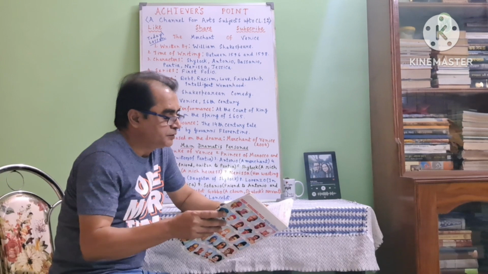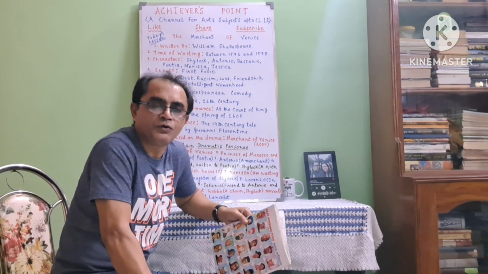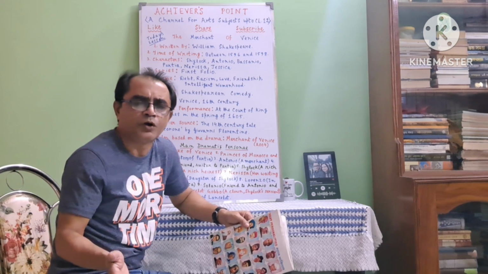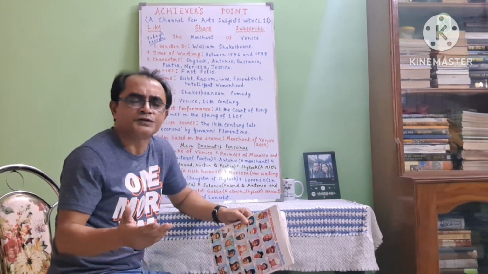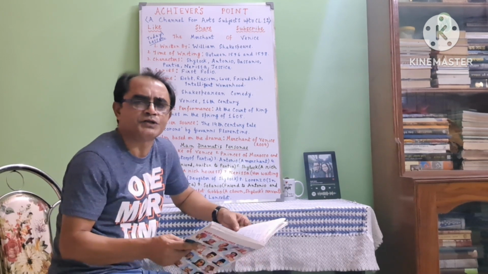Number 4 point, they had one heart and one purse between them. Antonio and Bassanio had almost one heart. That is, so close friends. And as Bassanio could take money from Antonio at any point of time, we can say that they had one purse between them. So that means that Antonio's money was Bassanio's money.